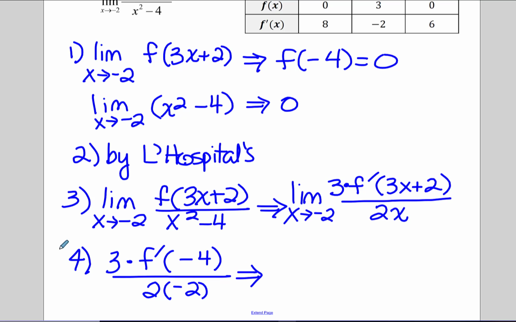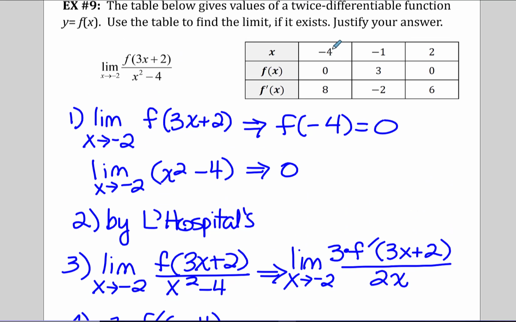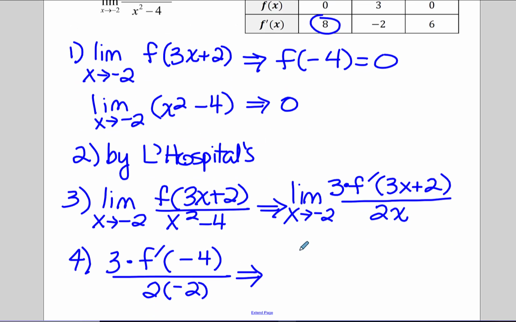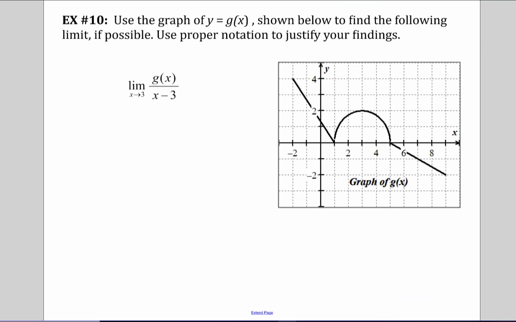Let's go look at the table. F prime at -4 is 8. So 3 times 8 is 24 divided by -4. And we got -6. That was fun. Couple more, 3 more. Here's another AP style.